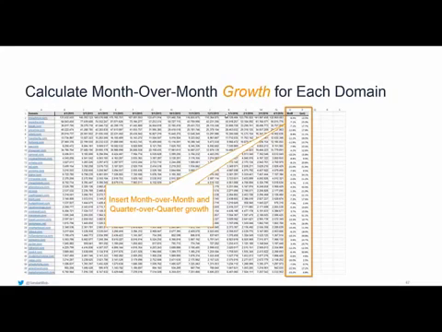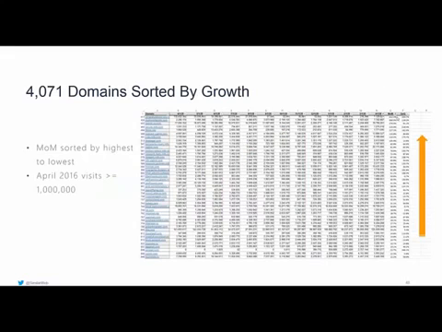Great. So now we're going to sort that list by month over month. Again, like I said, we want to target whoever has the highest growth, as well as filter out any websites that have less than 1 million visits in the month of April. Now, this is a large list. There can be a lot of websites here that may not be relevant. We want to filter this further to find relevant websites.